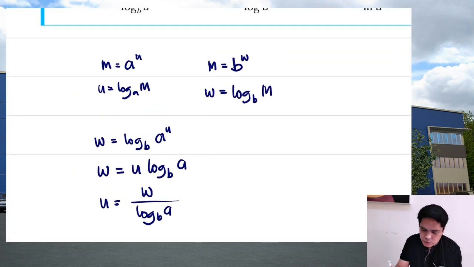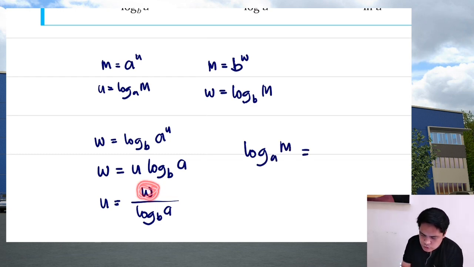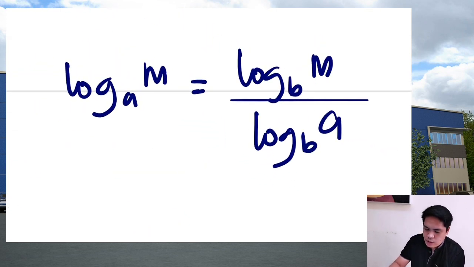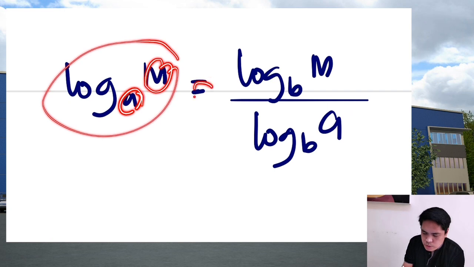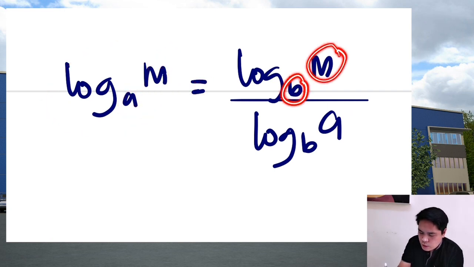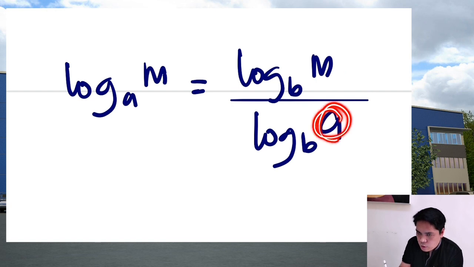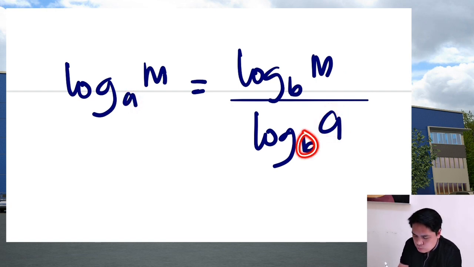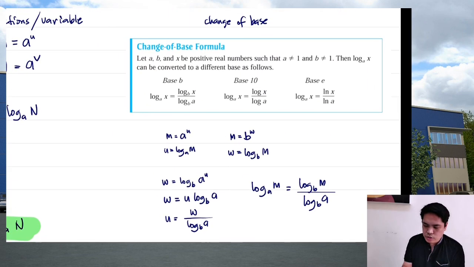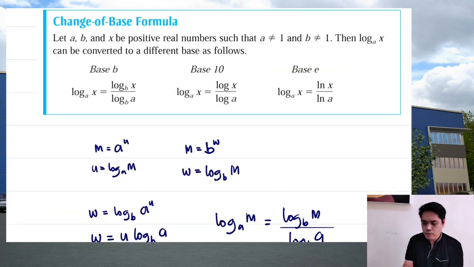Now, what is u again? U is the logarithm of m to the base a. That's equal to w, which is this, the logarithm of m to the base b, over this, the logarithm of a to the base b. So, the same thing happened. The logarithm of m to the base a is equal to the logarithm of m to the new base over the logarithm of the old base to the new base b. So, that's the derivation. You need to be familiar with this property.